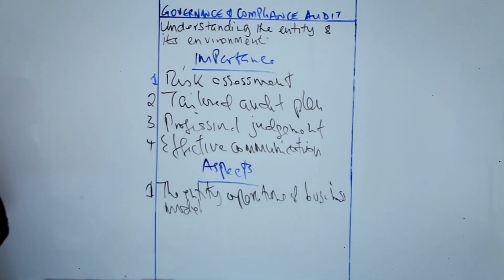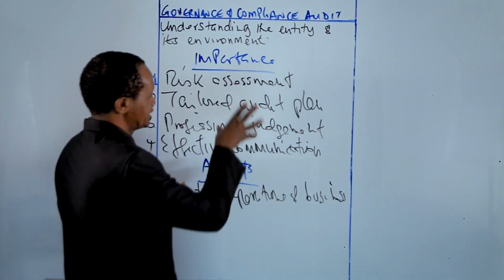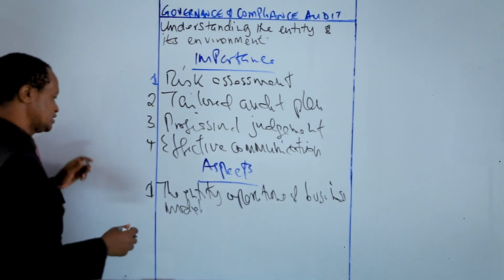What is the business model? Is it centralized? Is it decentralized? What is the organizational structure? How is the entity structured? What are the reporting lines and responsibilities? That is one aspect of understanding this entity.